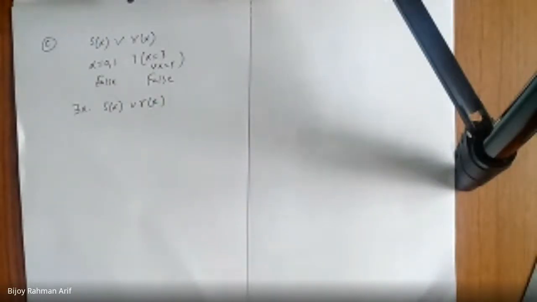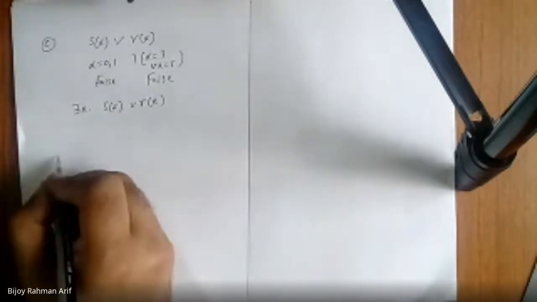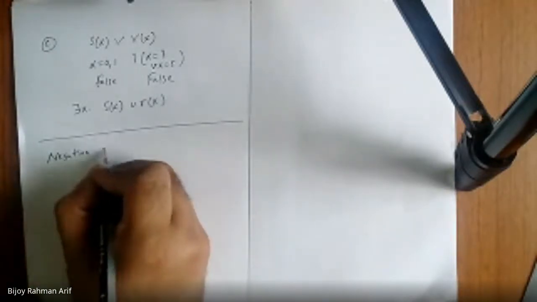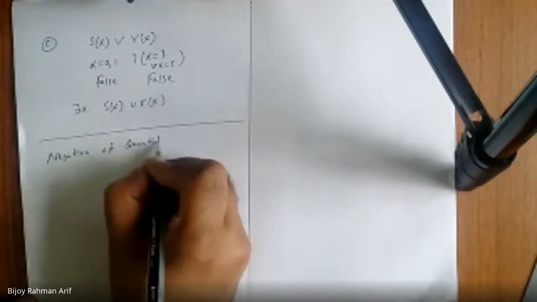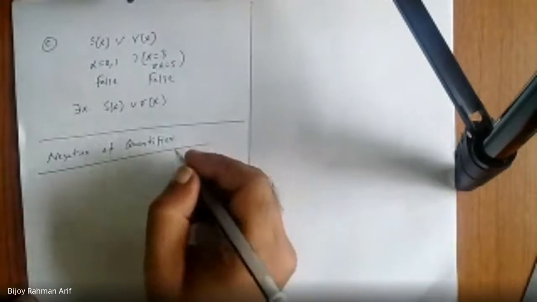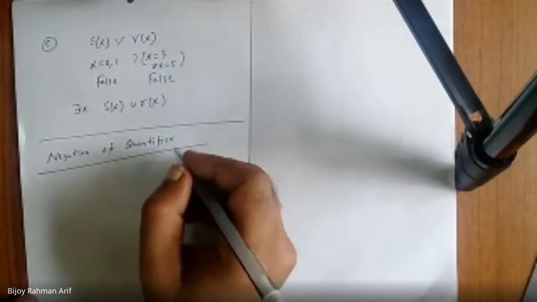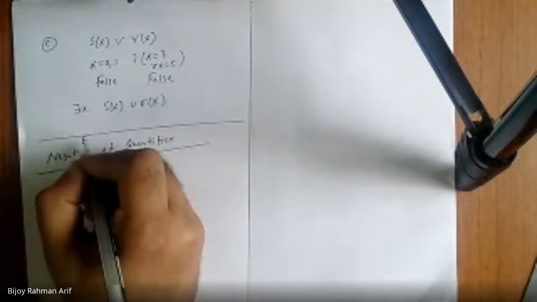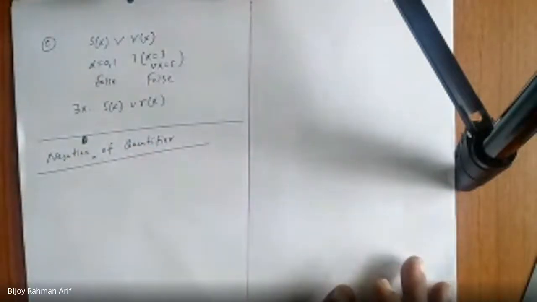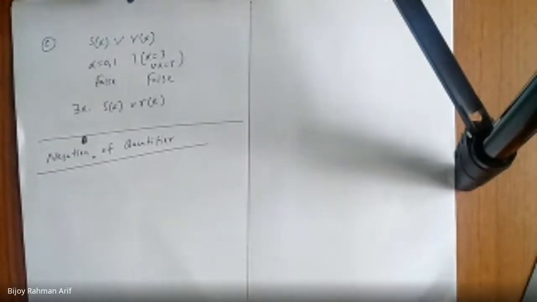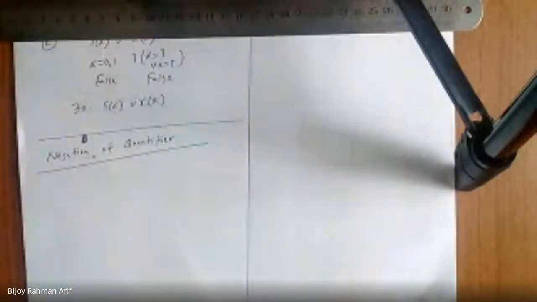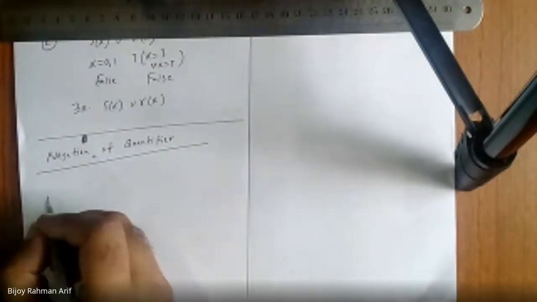Now, let's talk about this. Yes. What happened? I don't get you. What happened? Okay, negation of quantifiers. So let's say something like this.